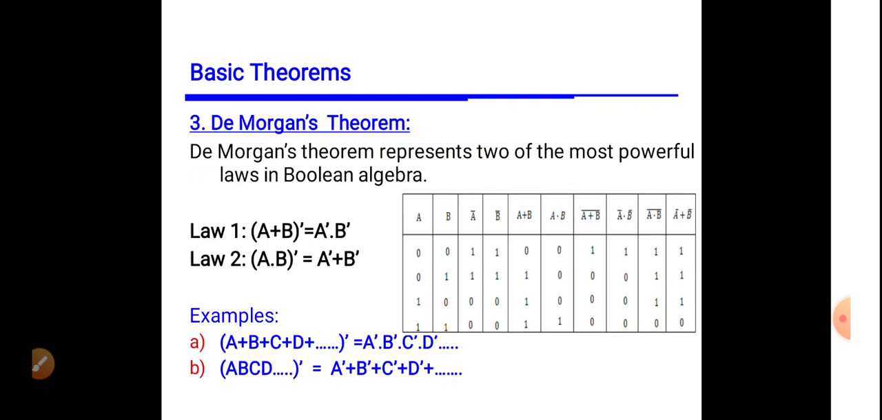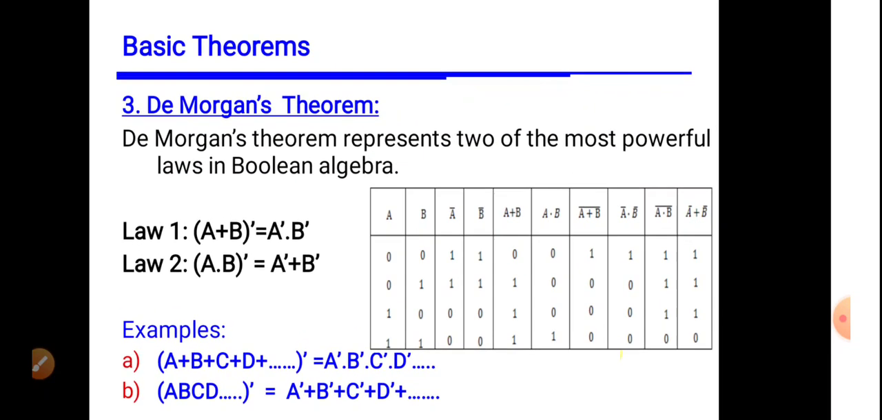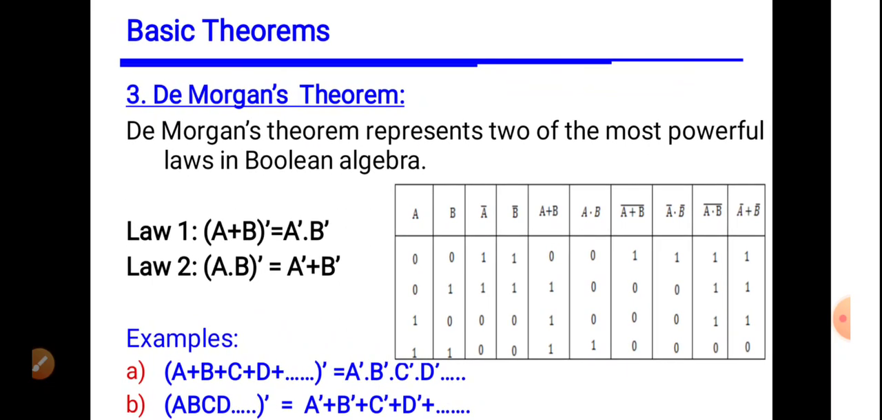That is, the complement of a whole sum is equivalent to the individual complements followed by a dot. Wherever a plus is there, you replace that plus with a dot, and as you split it, you get the complements individually.